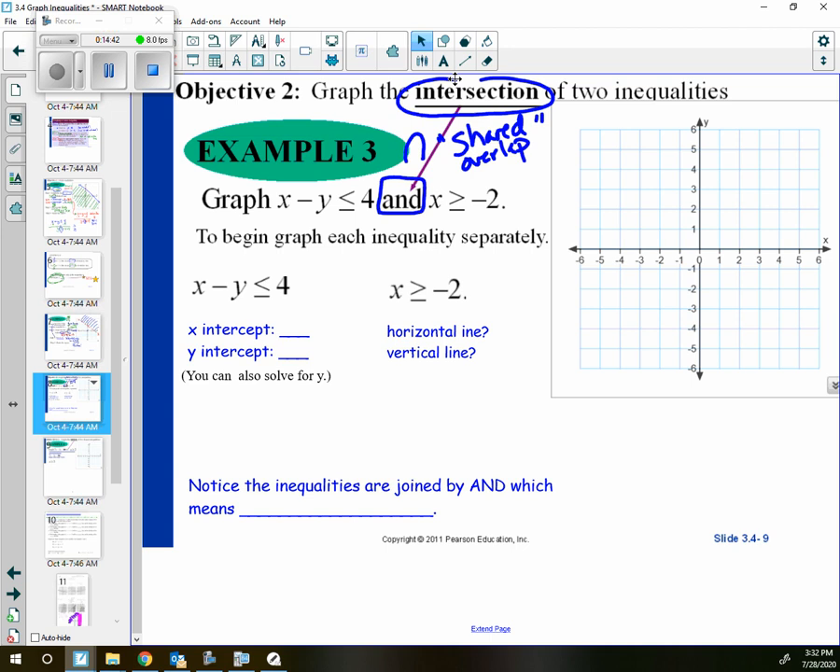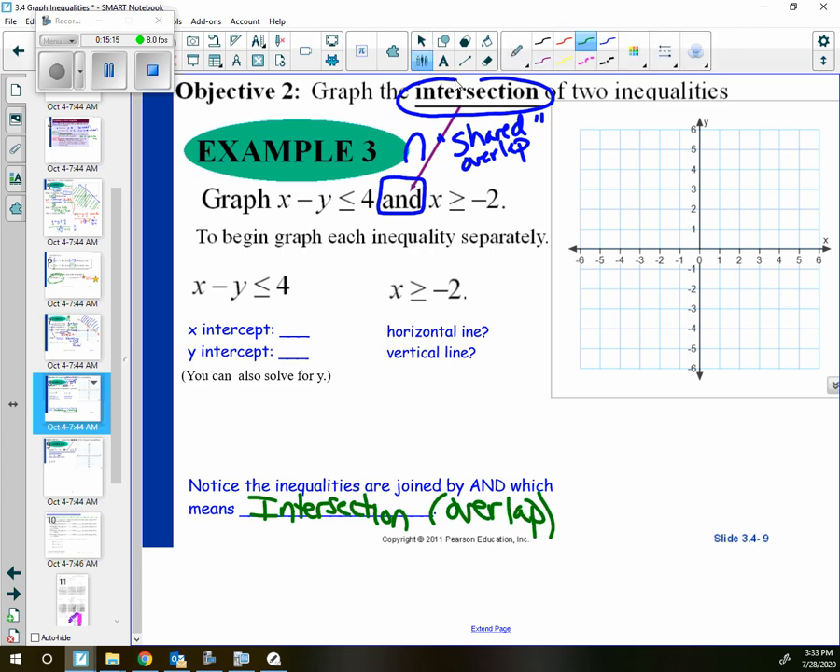Because think of when you're driving and you're in the intersection of two streets, that means you're on the spot where you're on both of the streets at the same time. If you're in the intersection, you're where they cross, right? So that's all we're looking for. So and means intersection. I know we have this down here as well, but this is a really important idea. It means intersection. So that means your overlap. So you're looking for where they share values, where they share points. So really what you do is just graph each of these inequalities separately, like we just talked about, and then see where they are overlapping.